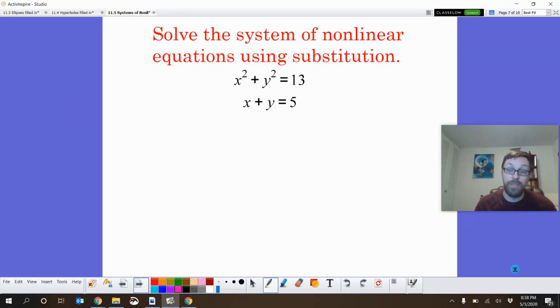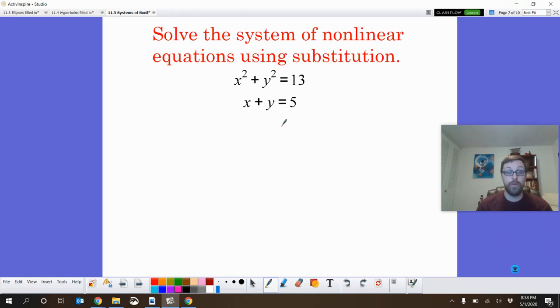Final example of the school year, everybody, solving the system using substitution. Now, this one, elimination is not going to work. If you try to add or subtract these two equations from each other, since these exponents aren't matching, those won't eliminate. Same thing with these y's, they won't eliminate. So we're going to have to use substitution in order to solve this thing.